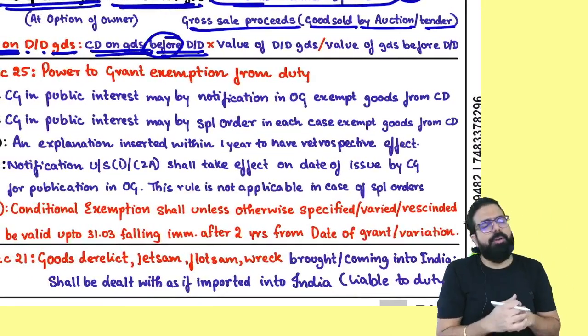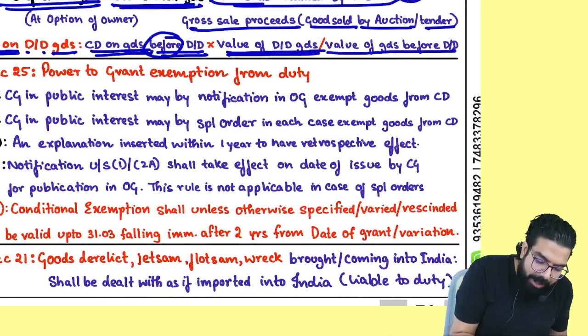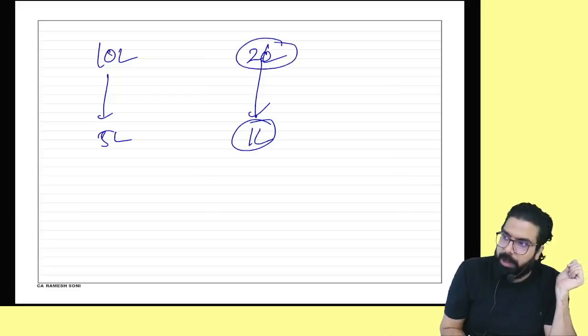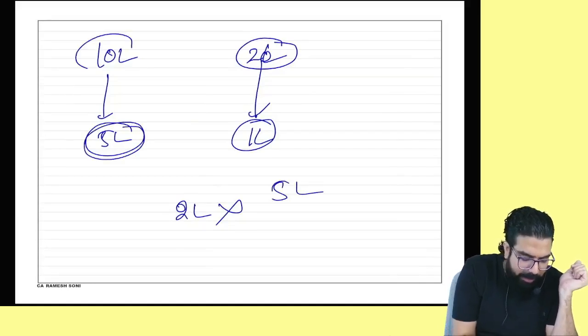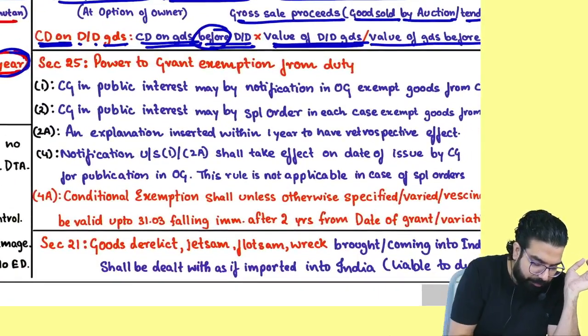Custom duty on goods damaged or deteriorated: the custom duty which was payable before, divided by the value, multiplied by the value of the damaged or deteriorated goods. Nothing difficult. Listen. Custom duty which was payable before, 2 lakh, multiplied by the new value 5 lakh, divided by the earlier value 10 lakh. Everyone over here, now next.